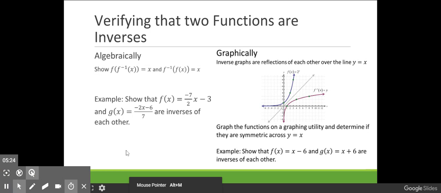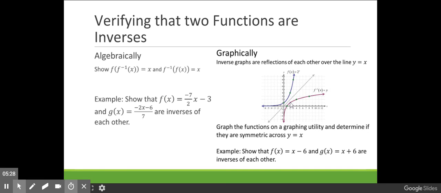So we looked at the algebraic method for showing that two things are inverses. Now let's talk about graphically what you can look for. If two functions are inverses, they will reflect over the y equals x line. You can see here we have f of x is this blue line, f inverse of x is this purple line, and this is the line for y equals x.